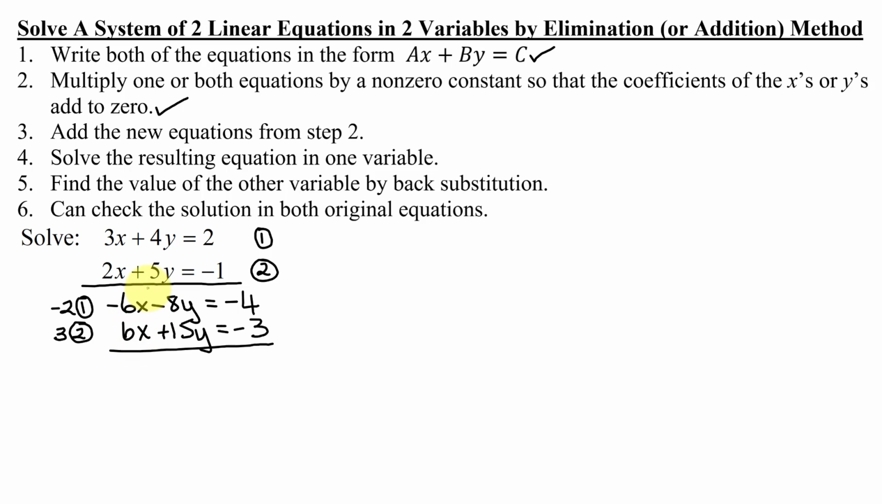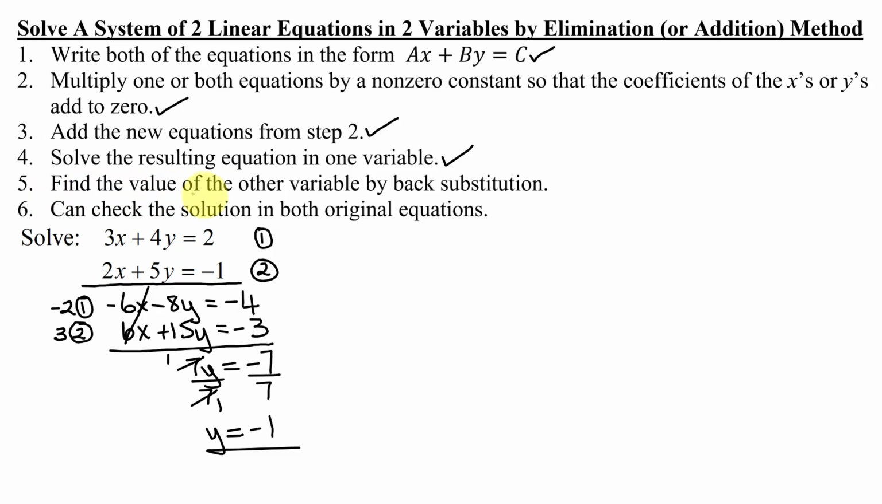Negative 6x plus 6x adds up to 0, which is what I wanted. Negative 8y plus 15y is positive 7y. Equals negative 4 added to negative 3 is negative 7. So that is step 3. Step 4 says solve the resulting equation in one variable. That's fairly easy. Divide both sides by 7. These 7's reduce. I get y equals negative 7 divided by positive 7 equals negative 1.